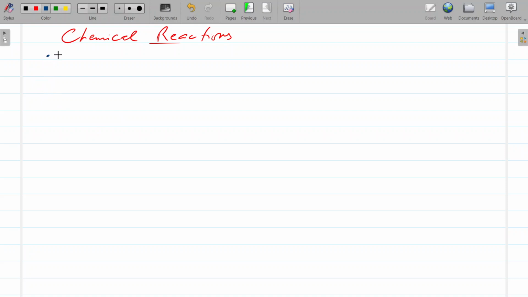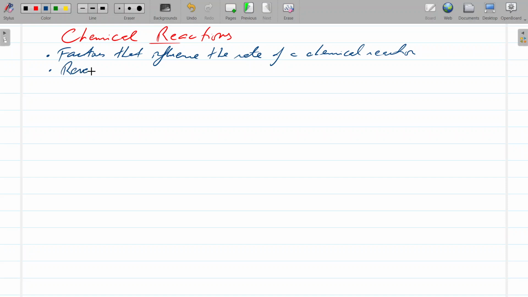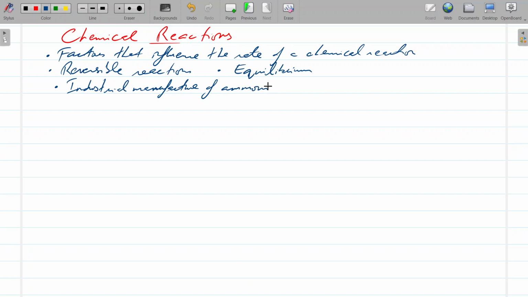And we are going to learn about factors that influence the rate of a chemical reaction, and reversible reactions, we're going to learn about equilibrium, and then we're going to learn about the industrial manufacture of ammonia and sulfuric acid.